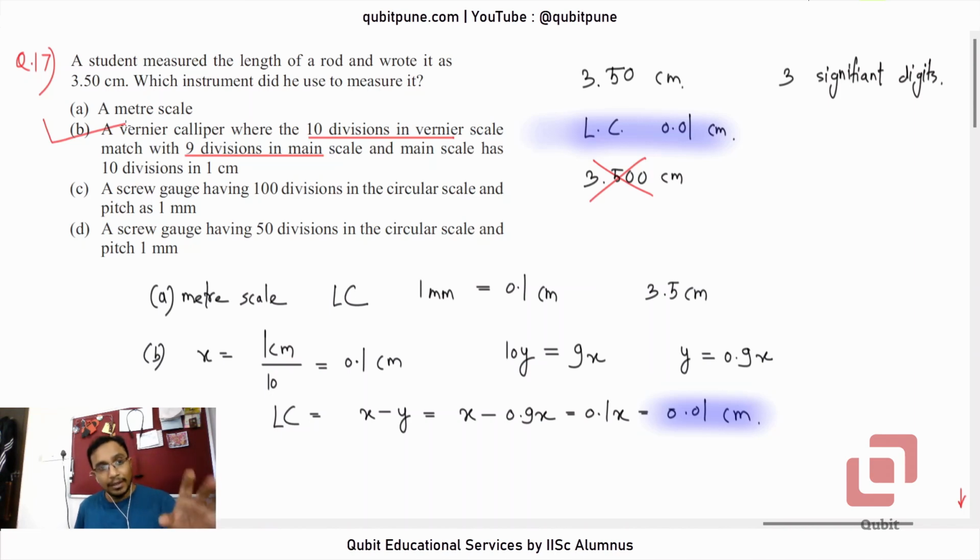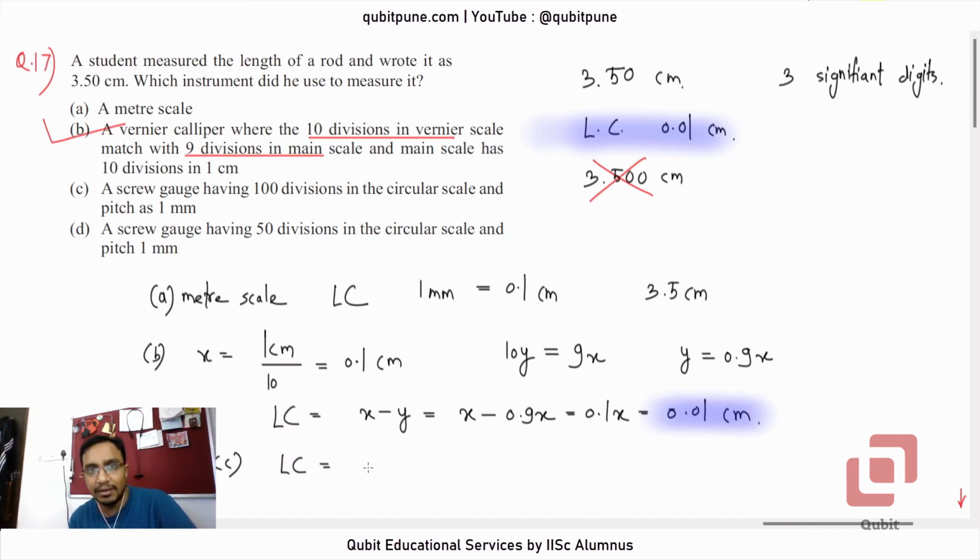Yes, sir. Now let us try to find out the least counts of the screw gauges in options C and D. Let's go to C now. A screw gauge having 100 divisions in the circular scale and pitch as 1 millimeter. Now pitch 1 millimeter means if the screw completes one full revolution, 360 degrees, it moves forward by a distance of 1 millimeter. So for option C, the least count is 1 millimeter divided by 100.